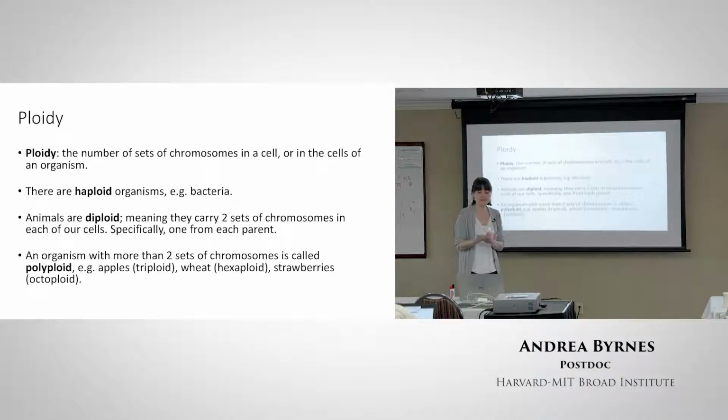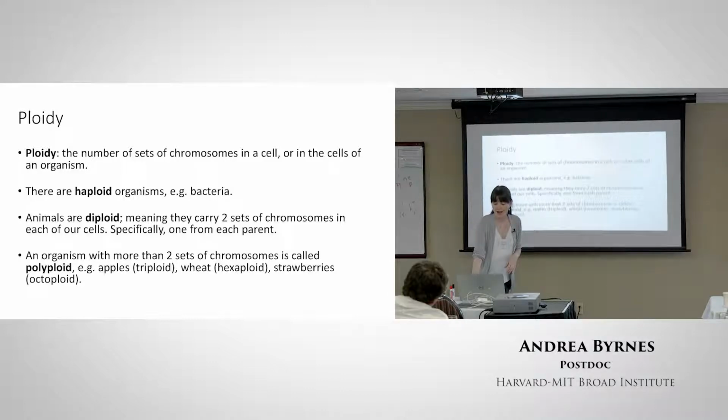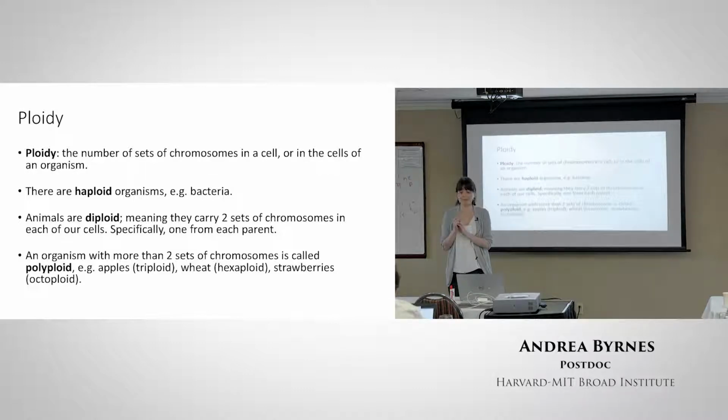So ploidy is a sort of old genetics term. It's the number of sets of chromosomes that you carry around in each one of your cells. So there are haploid organisms like bacteria, then there are diploid organisms like us. We have two sets of our chromosomes, one set from mom and one set from dad. And then there are organisms with more than two sets. They're mostly plants. Apples are actually triploid. Wheat is hexaploid. Strawberries are octoploid. And the list really goes on. There are quite a lot of plant examples that have very high ploidy.